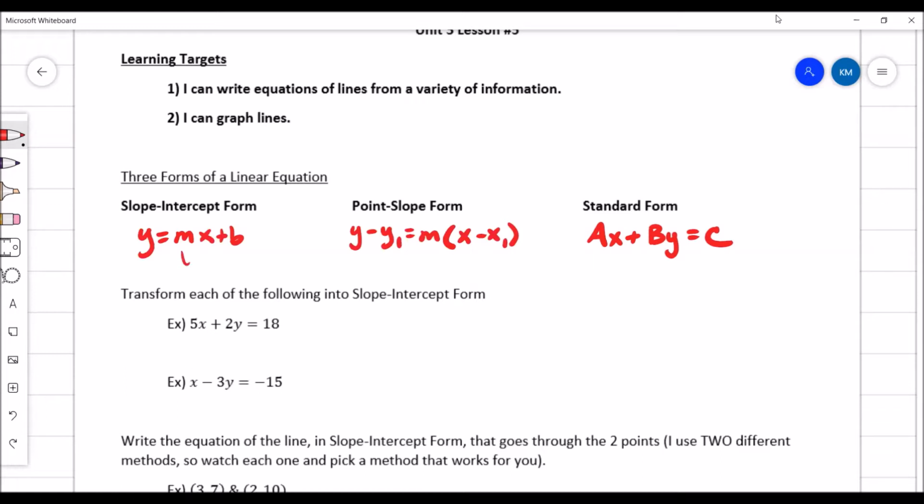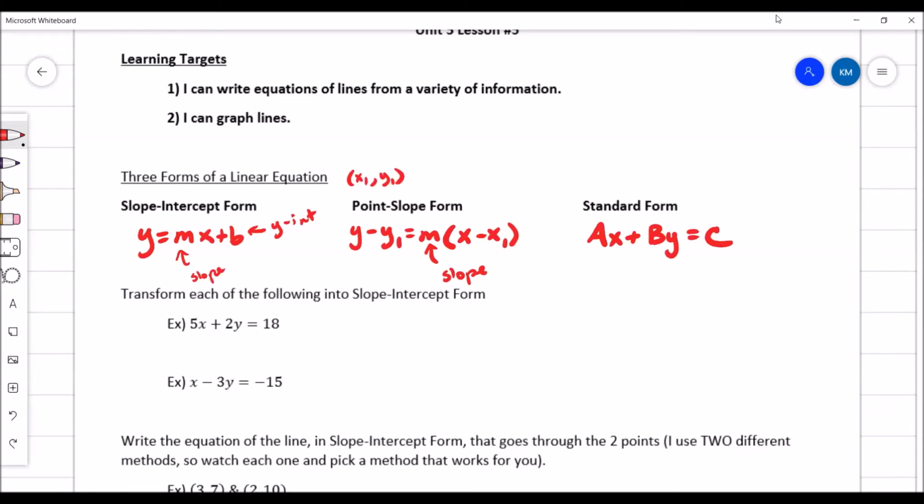Okay, so we should be very familiar with slope-intercept form. m stands for slope. b is our y-intercept. In point-slope form, it's called point-slope form because we need a point and a slope to use it. For point-slope form, x1, y1 are from the point that we know or we're trying to find out, and m is our slope again. x and y are kind of just there.